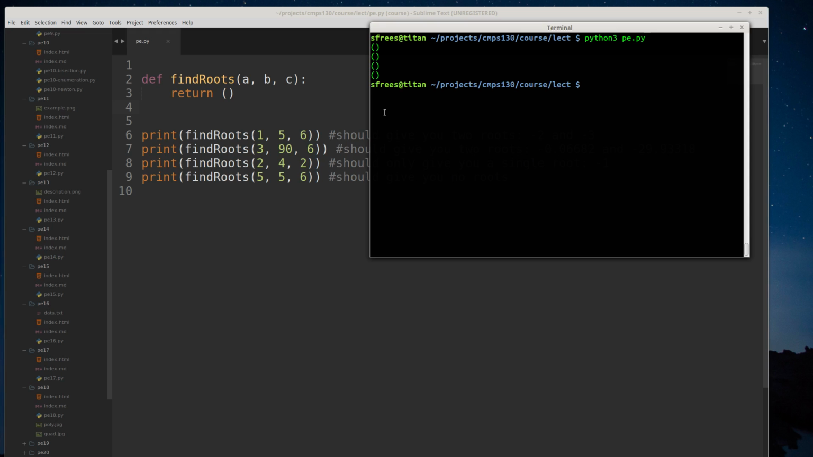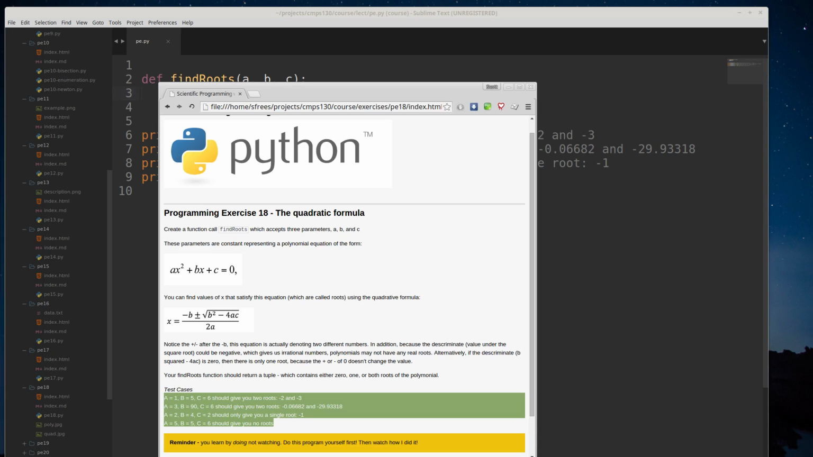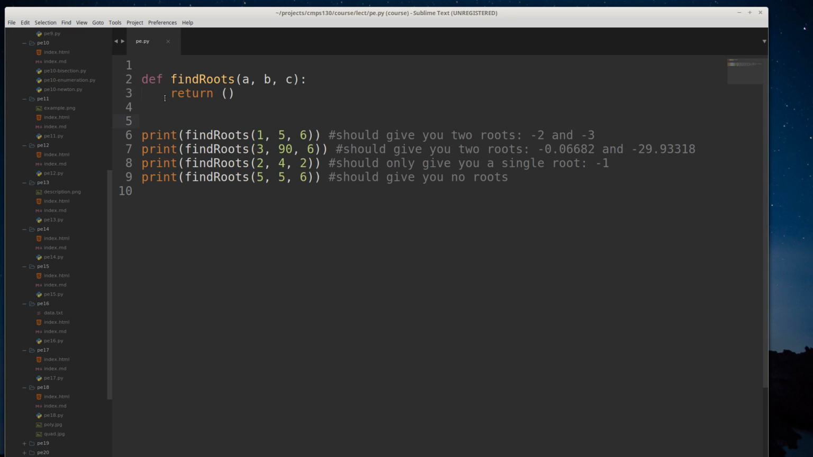Okay, so just to start, certainly they're all empty, that makes sense. Now we'll actually start to take a look at doing this roots. So the key to knowing how many roots are going to be returned is understanding or knowing the value of the discriminant. So the discriminant is, again, b squared minus 4ac. So the first thing I'm going to do is just compute that. So b squared minus 4 times a times c.